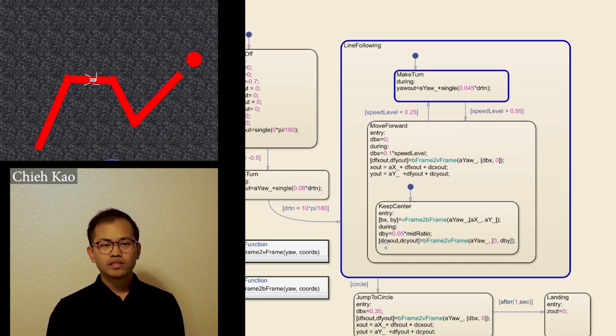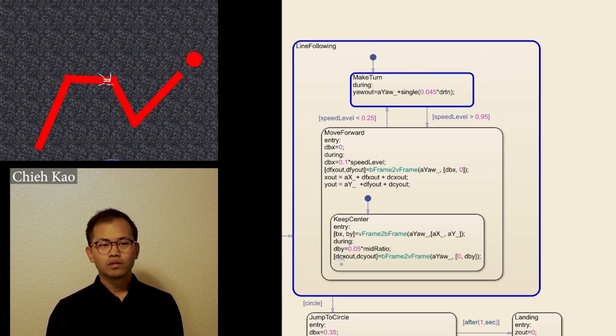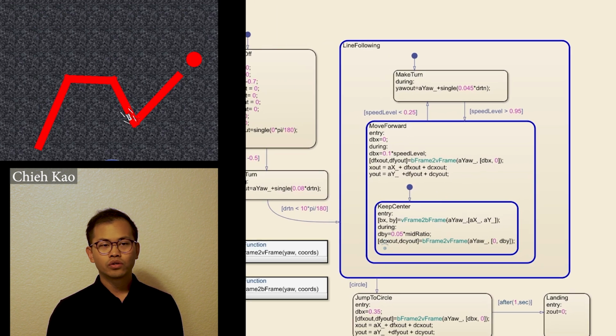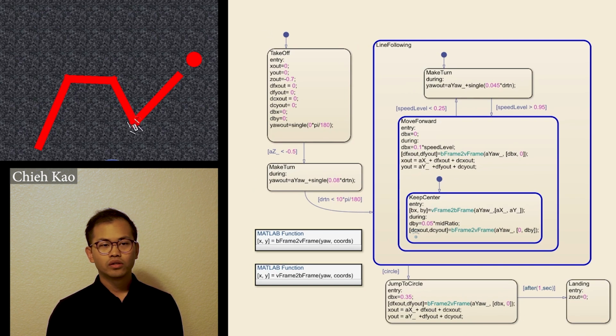In the line following state, the drone flies along the road while dynamically adjusting the direction. We will transition to the move forward and keep center states. At the same time, considering the drone needs to turn its head according to the direction of the road, the transformation between initial and body frame is necessary. As the drone approaches the end of the road, there's a gap without a road. So we let the drone enter the jump to circle state, making it leap forward 35 cm to cross the gap and enter the end area.